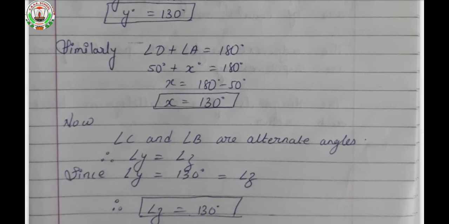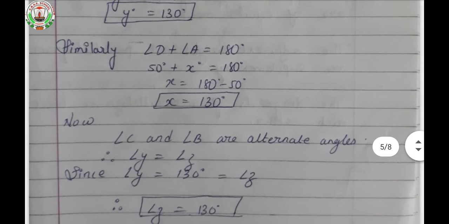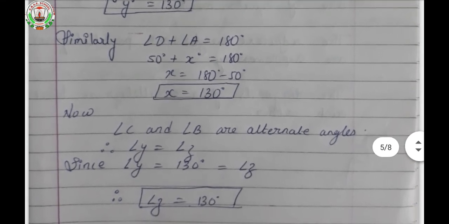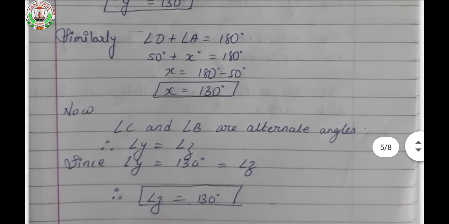So, here we got the two unknown angle values, that is x is equal to 130 as well as y is equal to 130. Now, we are going to find the third unknown angle, that is angle Z. For finding the unknown angle Z, what are we going to do? We are going to see the figure. What is in the figure?